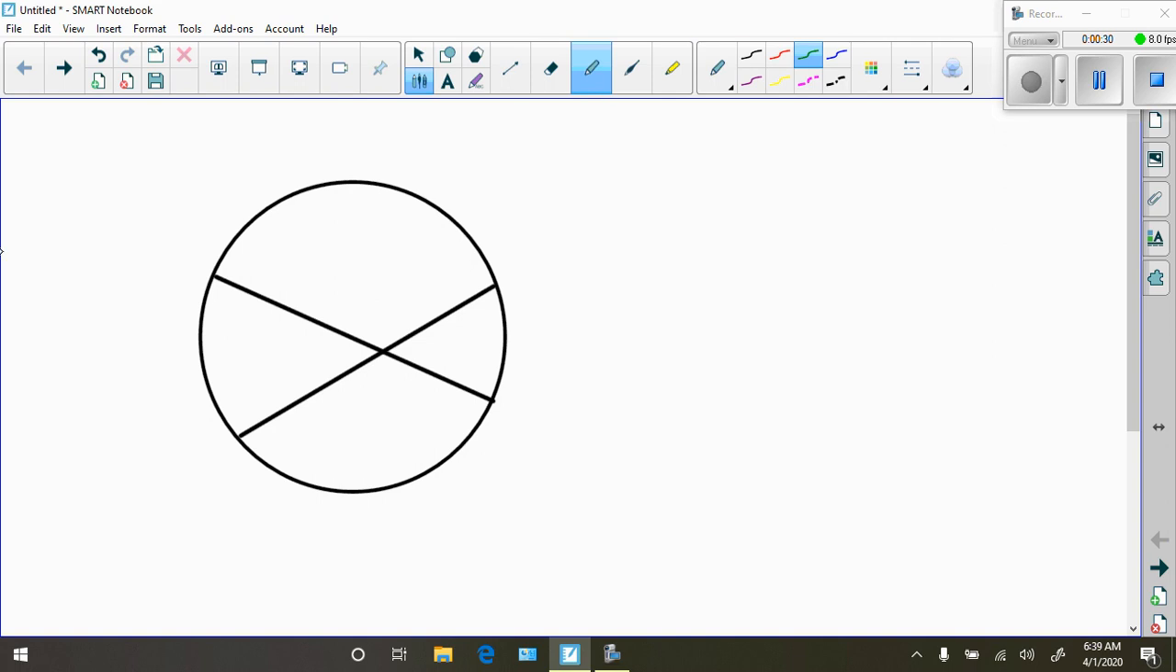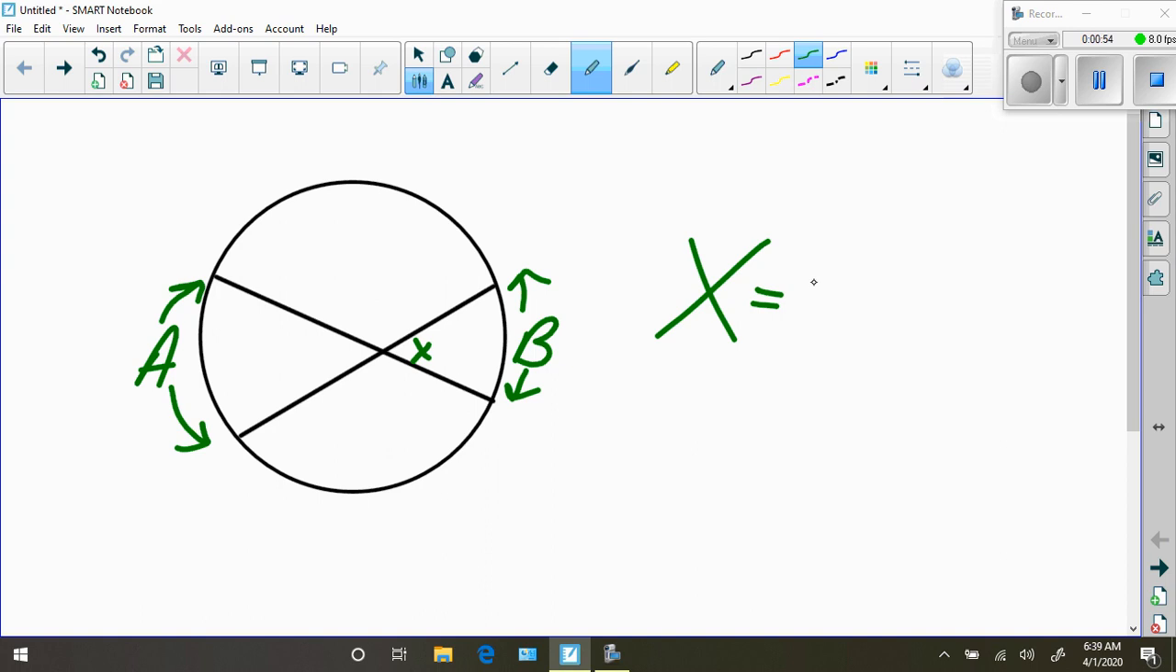let's say that this was arc A, and this was arc B, and this was X. It doesn't matter which side it's on. We would say that X equals arc A plus arc B divided by 2.